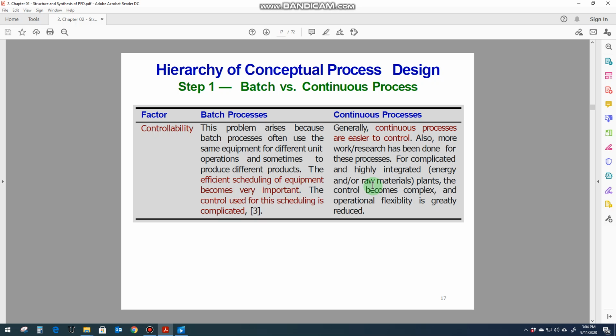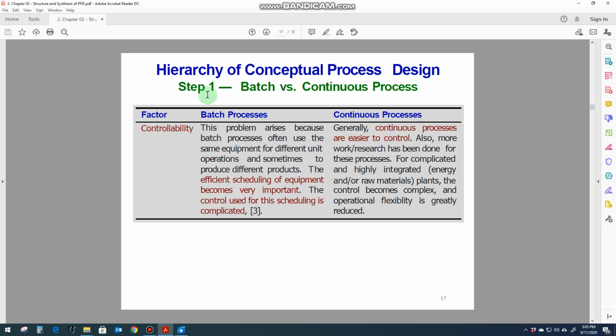However, if we are dealing with complex and highly integrated plants that generate more than one product, and if there is optimization between different equipments or heat exchangers, then continuous process operation becomes more critical, and we do not have much operational flexibility. In that case, we are fixed to the requirements of the process, and we cannot deviate a lot from the process conditions. This is one of the issues with the continuous process.